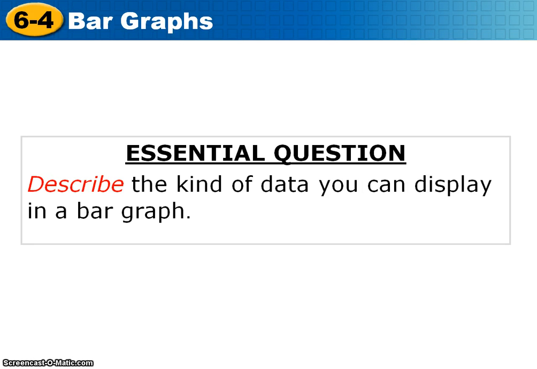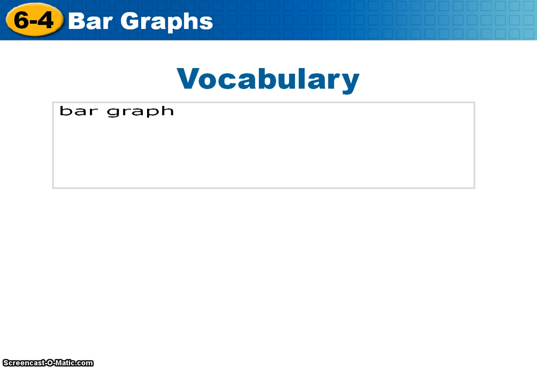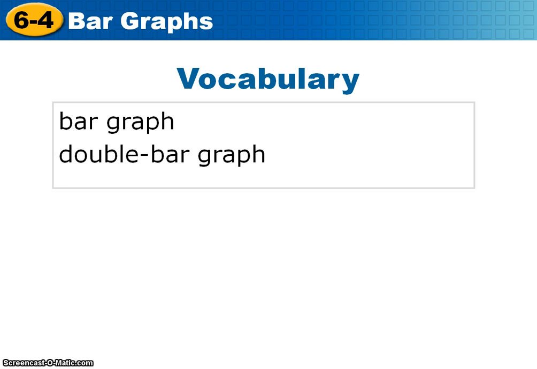All right, these are your notes for your red book, chapter 6.4. Describe the kind of data you can display in a bar graph is your essential question, and your title is bar graphs. You have two vocabulary words you'll want to look up and define: bar graph and double bar graph.